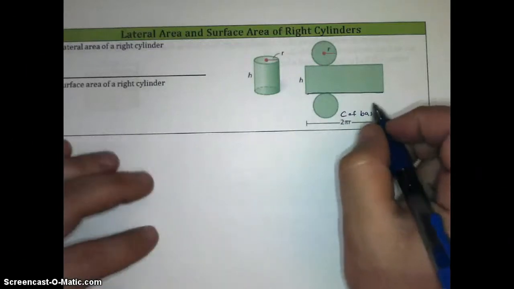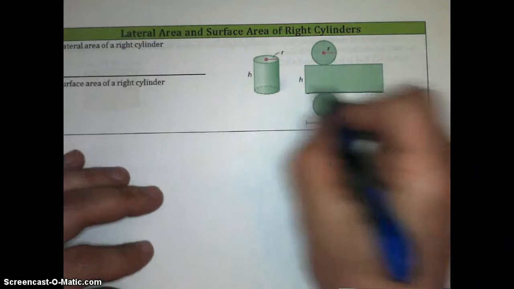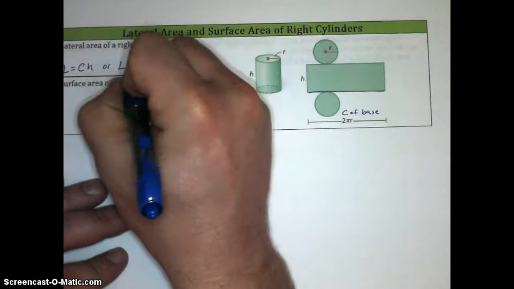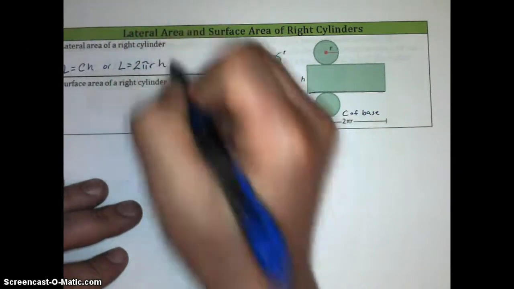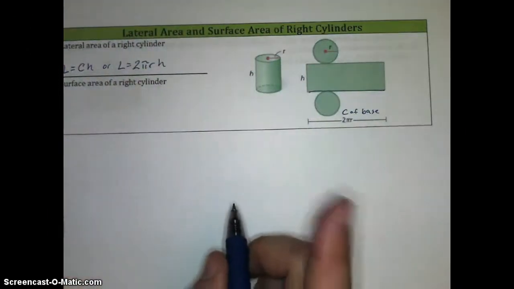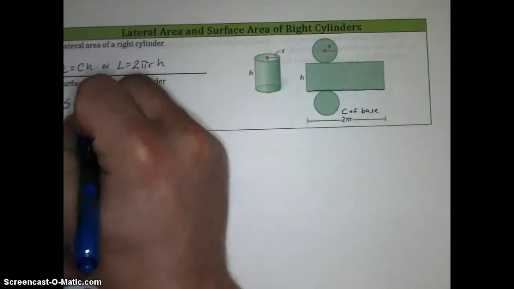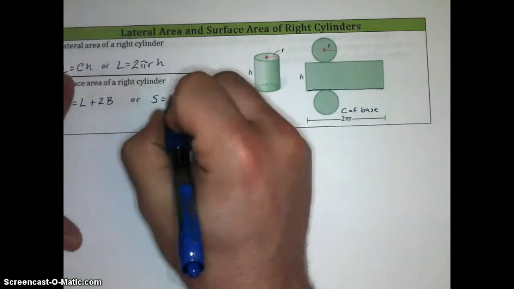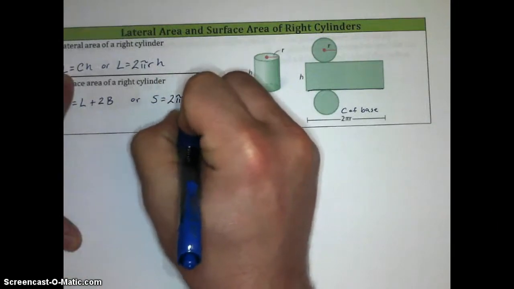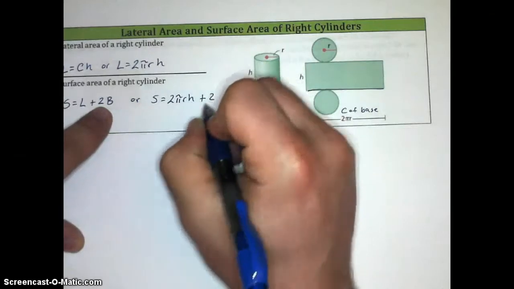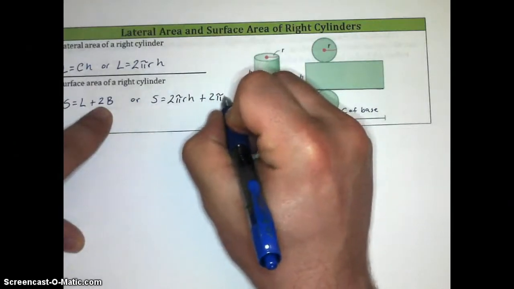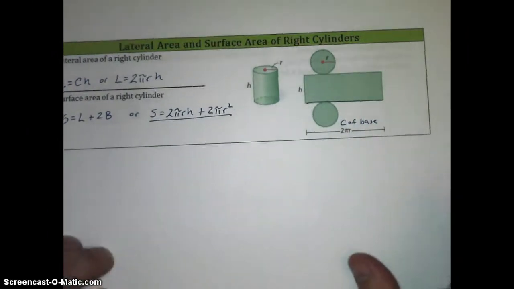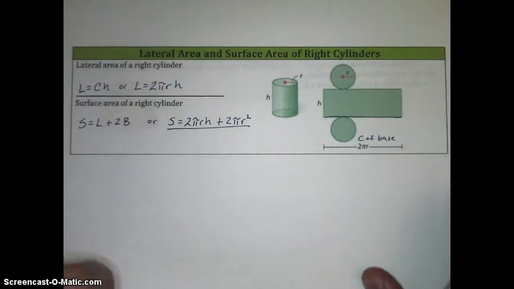So remember, lateral area is still perimeter, or in this case circumference, times the height. So lateral area of a cylinder is circumference times height, or we could write that as 2 pi r times the height of your cylinder. Then the surface area takes that lateral area plus 2 of the base areas, or we could write that as 2 pi rh for lateral area plus 2 times the base area, which is area of a circle, is just pi r squared. So in literal terms, we'll just replace it with that most of the time. So let's take a look at using these formulas.